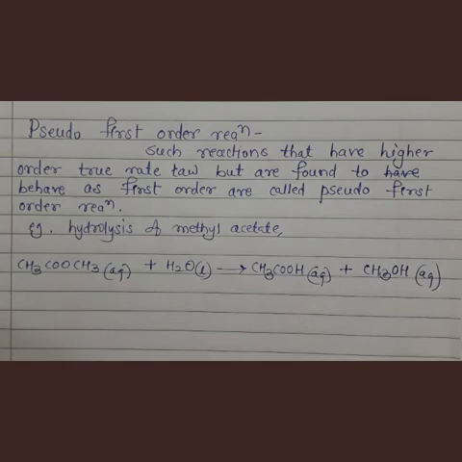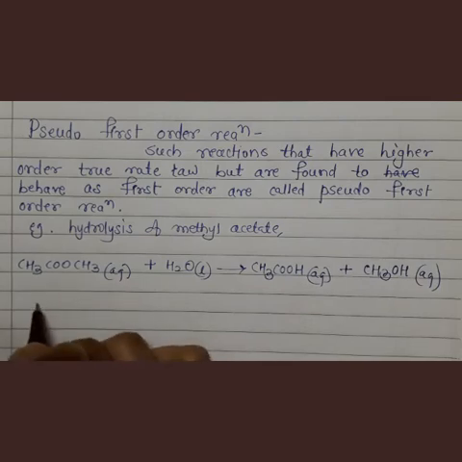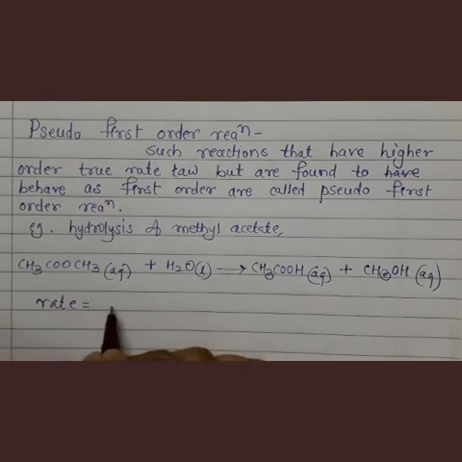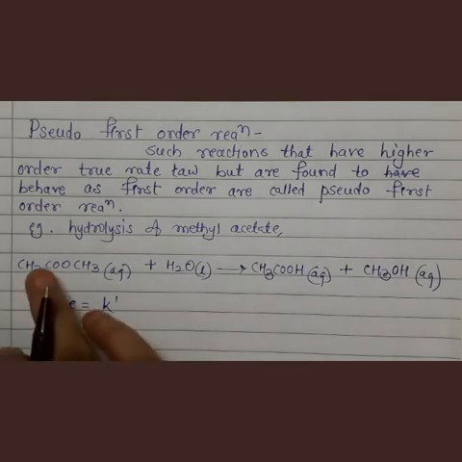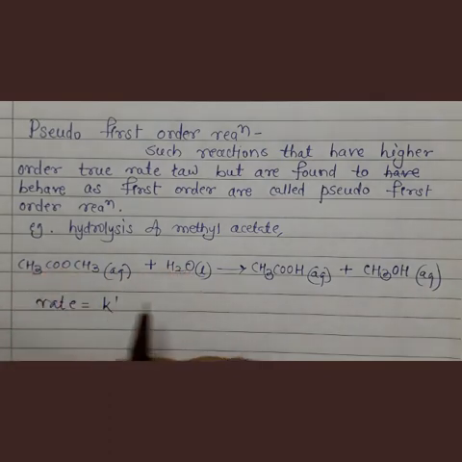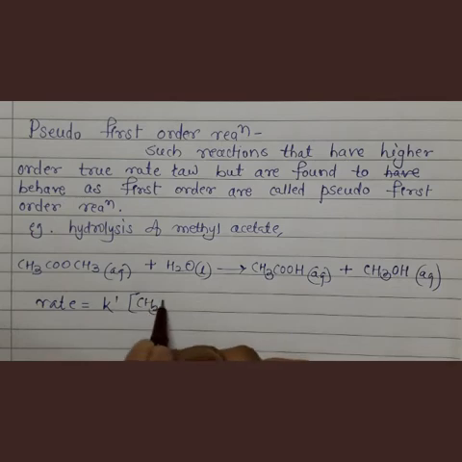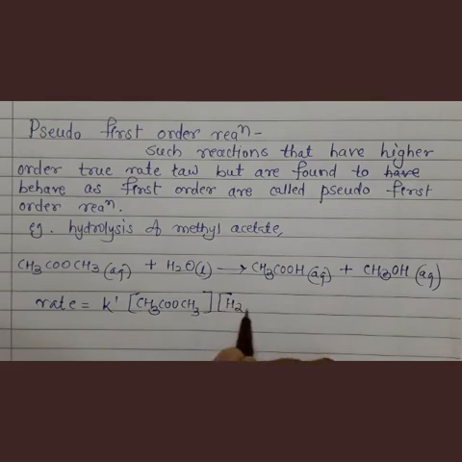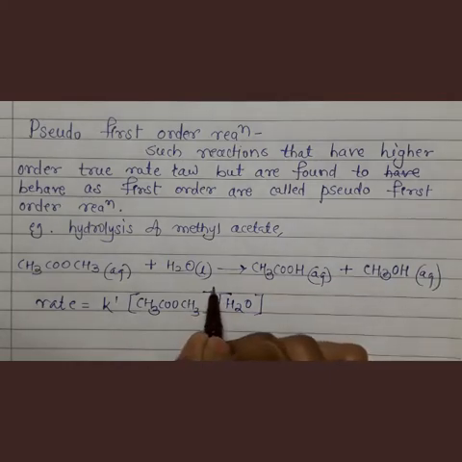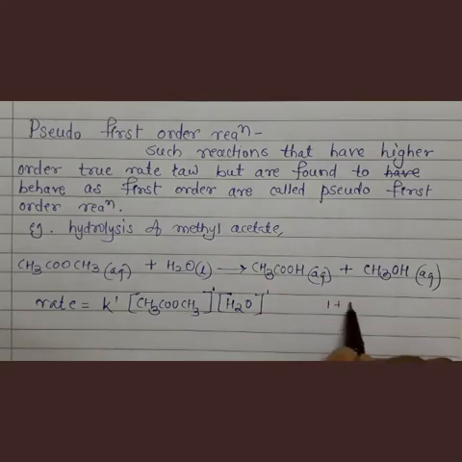Now let us write the rate law for this reaction. Rate is equal to K dash, and we have to write the concentration of reactants. The first reactant is CH3COOCH3, methyl acetate. The second reactant is water. So this is the rate law for the hydrolysis of methyl acetate. Now this reaction is expected to follow second order kinetics, because here the exponent is not given, meaning 1 is there, here also 1 is there, and 1 plus 1 is equal to 2. That means it is actually a second order reaction.